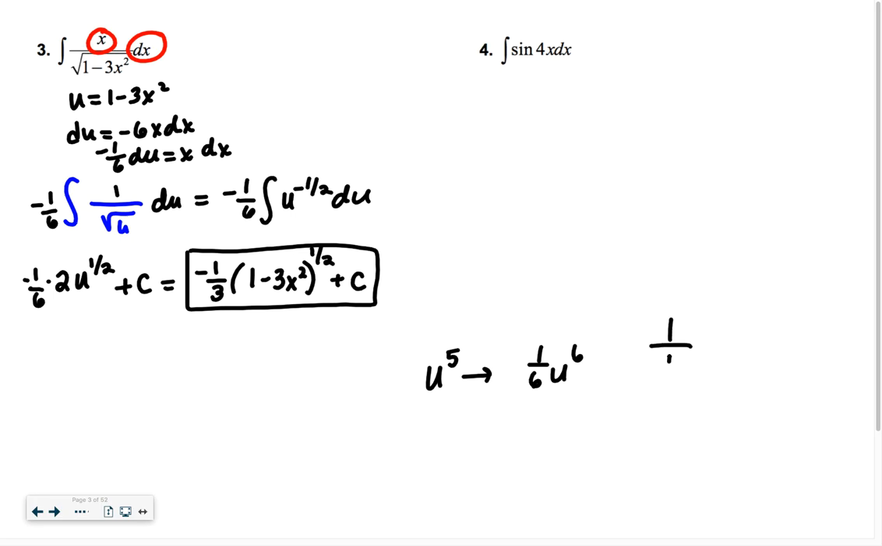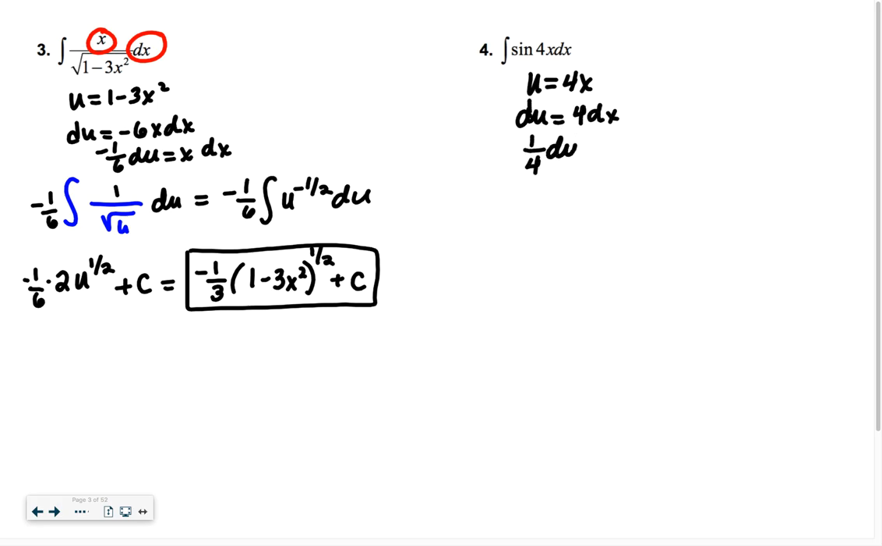It's like 1 over 1/2. It's 1 over the new power. All right, what's our u for the next one? Yep, 4x. So du ends up being 4 dx. So I have 1/4 du equals dx. So as I integrate this, I have the sine of u, du, and I have a 1/4 that I gain.